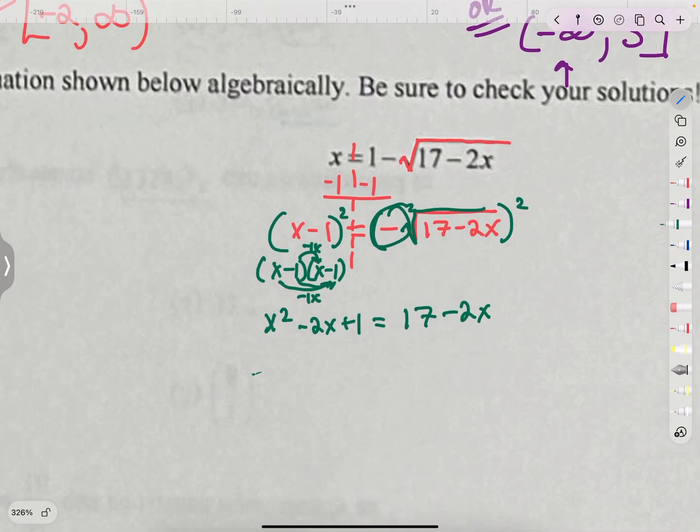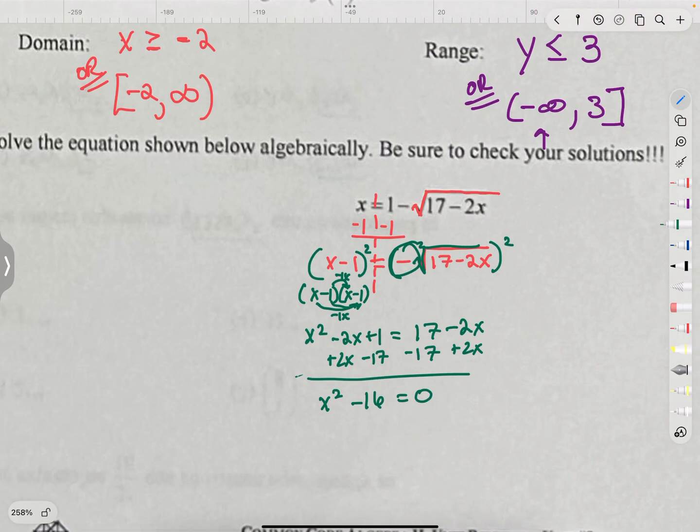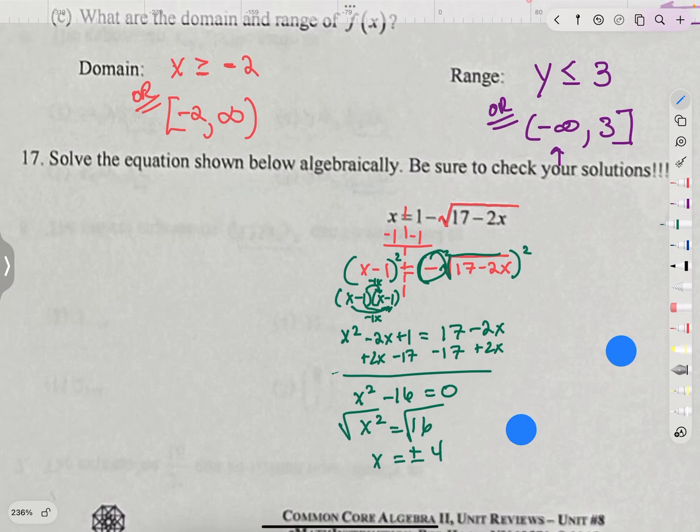I'm going to get this thing equal to 0 now. I'll subtract my 17, and I'll add my 2x. And I get x squared minus 16 equals 0. So x squared equals 16, so x equals plus or minus 4, square root both sides. And now I've got to check them.